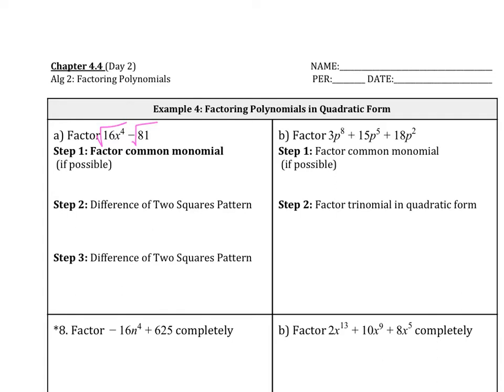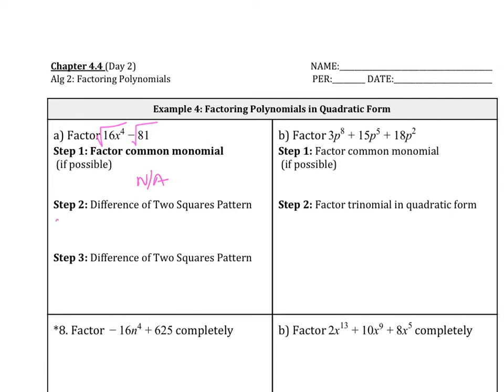The reason why that goes through my head is I have two terms and it's minus in the middle. And so if I can square root the front, so square root of 16 and x to the fourth, well, that's 4x squared. Square root of 81, that's 9. So we can use a difference of two squares pattern. So there's nothing we can factor out.